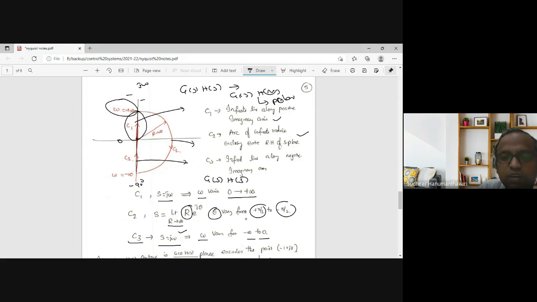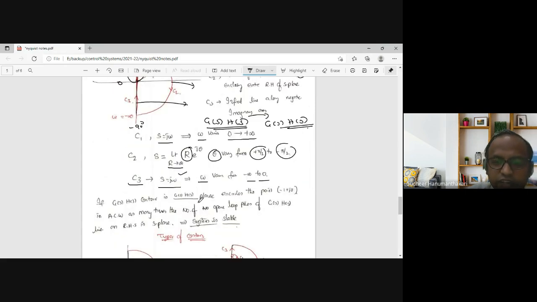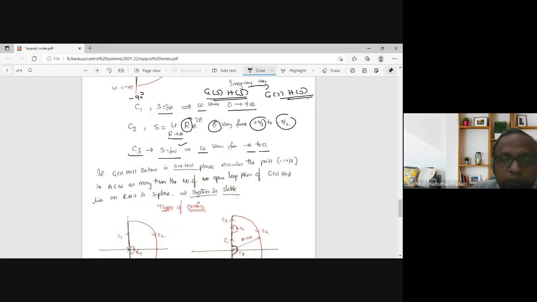What is the Nyquist plot? It is the plot of the G of S into H of S transfer function in the G of S into H of S plane. After drawing the Nyquist plot, I will search for the number of encirclements of minus 1 plus j0. If there are no encirclements, I will check whether any open loop zeros are lying on the right hand side or not. If no zeros are lying on the right hand side, then we'll say stable.